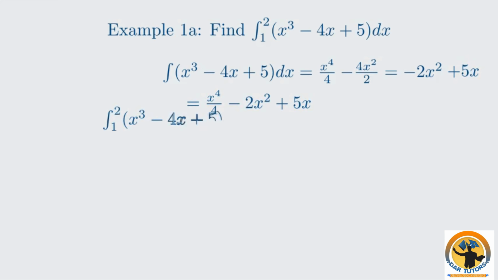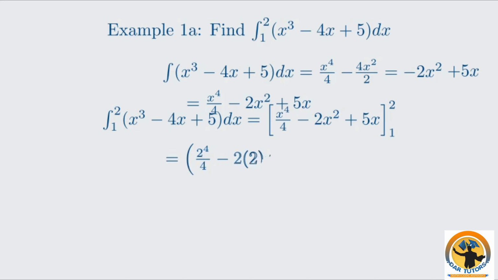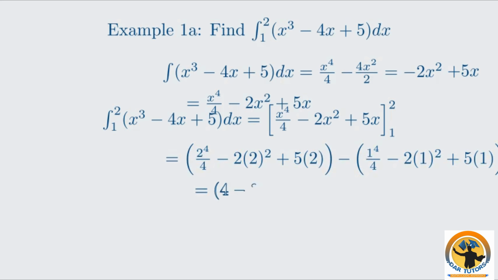We write our antiderivative in the bracket notation. First, we substitute the upper limit, 2, into the expression. Then we subtract the result of substituting the lower limit, 1. Now we just need to simplify the arithmetic. The first part simplifies to 16 over 4, which is 4, minus 8 plus 10. The second part is 1 over 4 minus 2 plus 5. This gives us 6 minus 3 and 1/4, which is 11 over 4, so the value of the definite integral is 11 over 4.